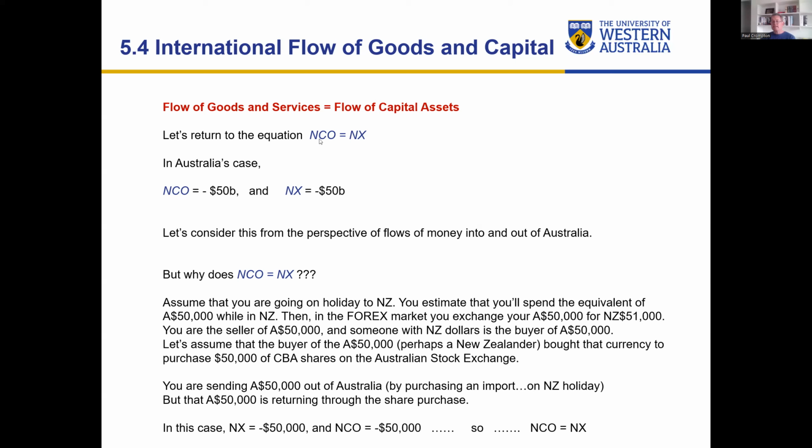NCO is net outward foreign investment or net capital outflow. So if you've got $50,000 of foreign money coming into our stock market to buy Commonwealth Bank shares, that is inward foreign investment. So on that day, it'll make NCO equal minus $50,000 as well.